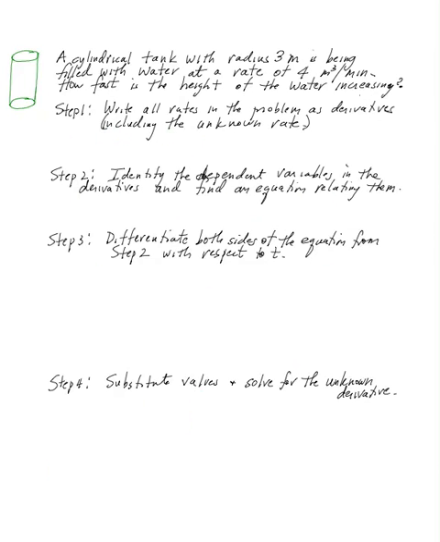So write all the rates in the problem as derivatives. One rate is 4 meters cubed per minute. The units are huge in related rates problems. Meters cubed, that's a volume. This is the derivative of volume with respect to time.